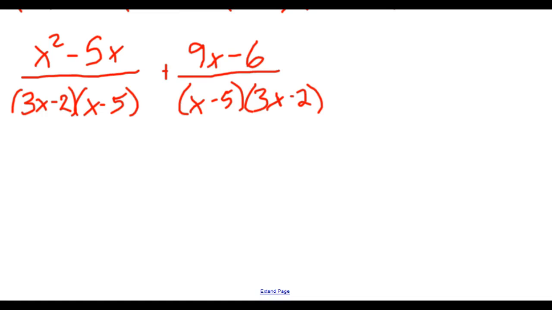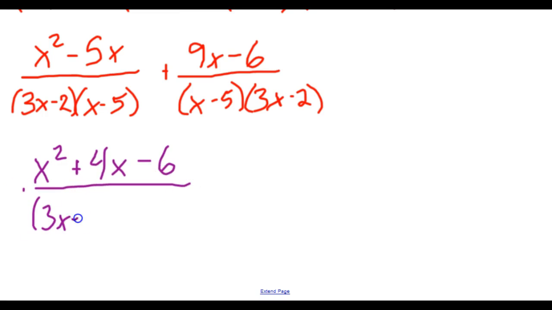Now if we try to simplify, we have a common denominator, 3x minus 2 times x minus 5. That is the same in both fractions. Since we're multiplying, doesn't matter which one comes first, they are still the same value. So if we add those together, we have an x squared term. We have negative 5x plus 9x, which is plus 4x. Then minus 6. All over 3x minus 2, x minus 5.